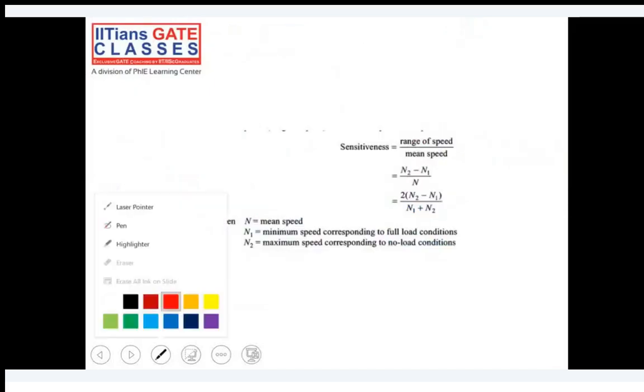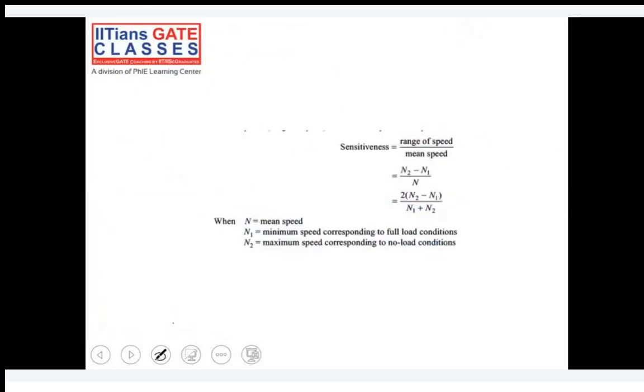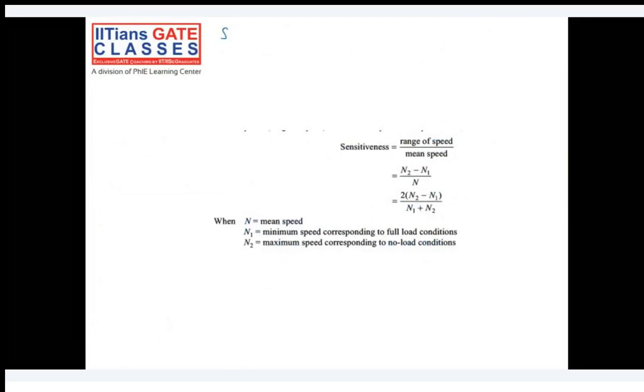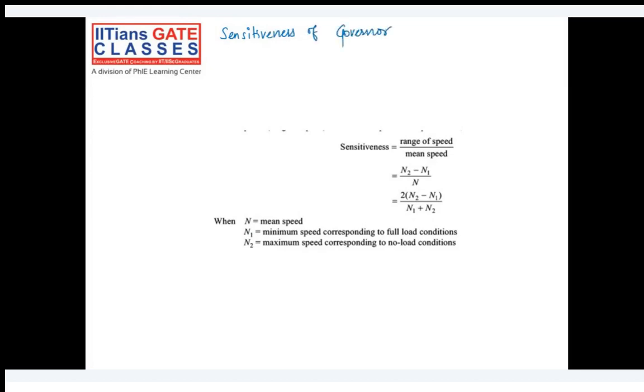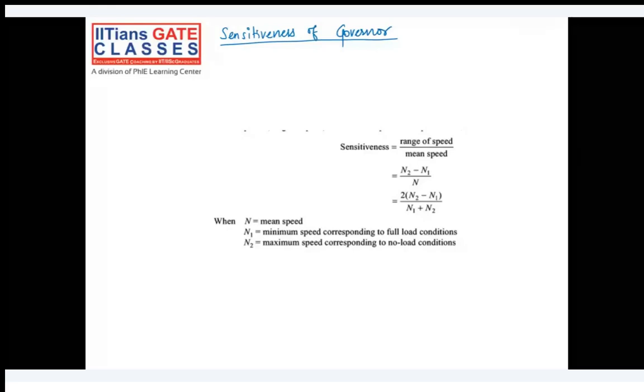Write down the heading: sensitiveness of the governor. Can you tell me when you will say a governor is sensitive? In general, what's your opinion on it? Under which cases will we say this governor is sensitive? Yeah, for a small change, more deflection. So basically, it should respond to a smaller change in the speed, or response of a governor.